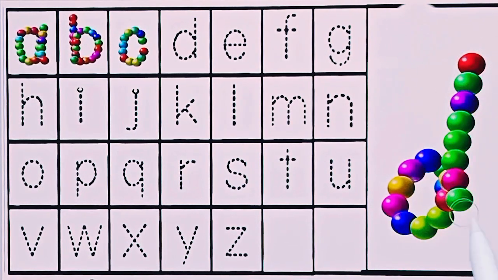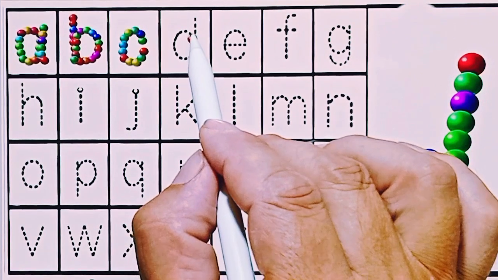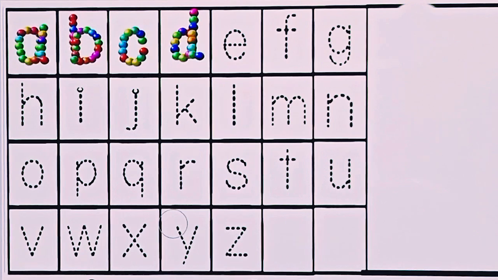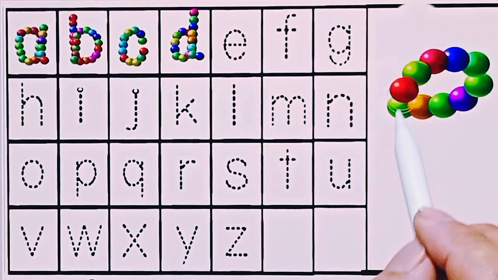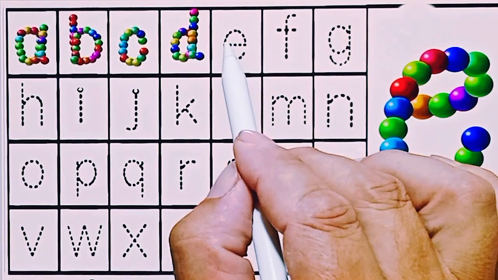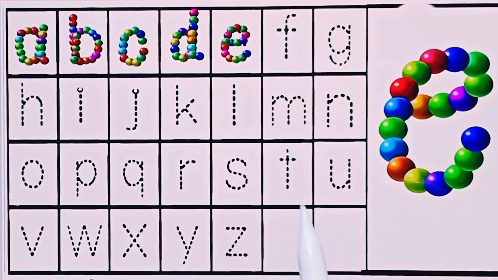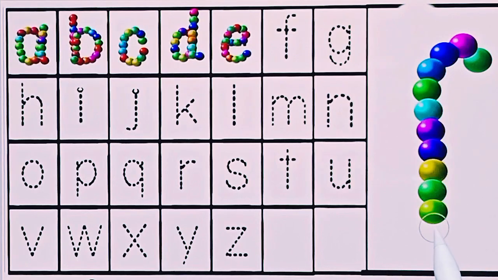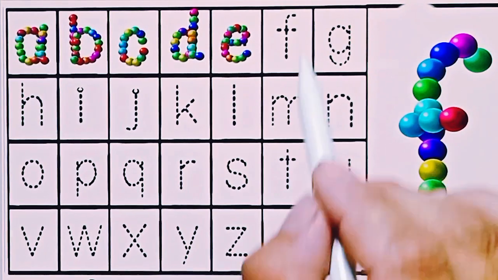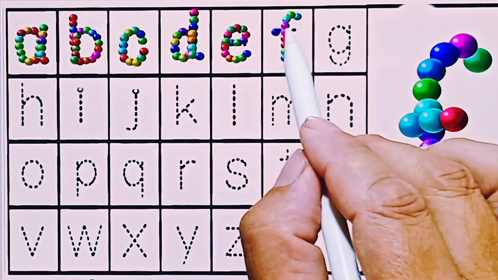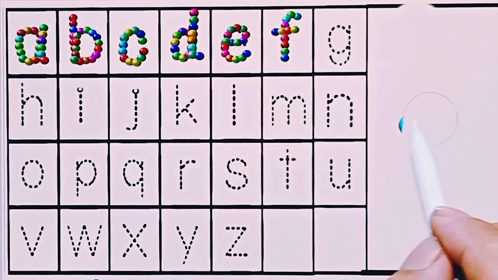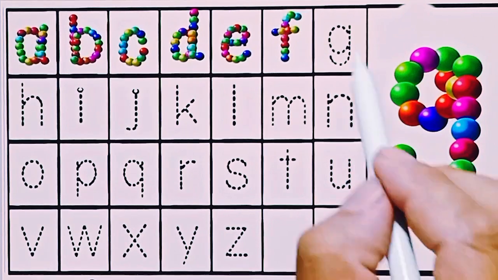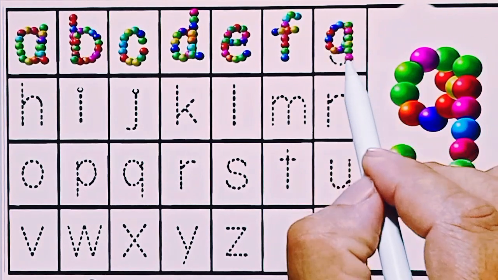D for doll. E for elephant. F for fish. G for grape.